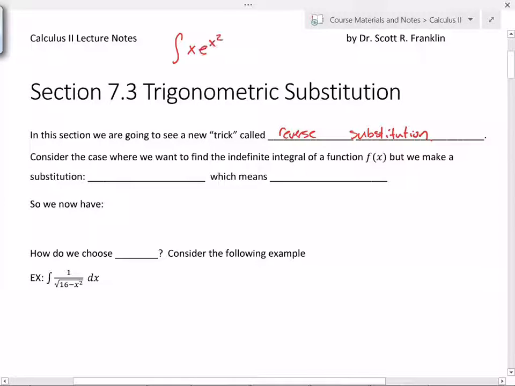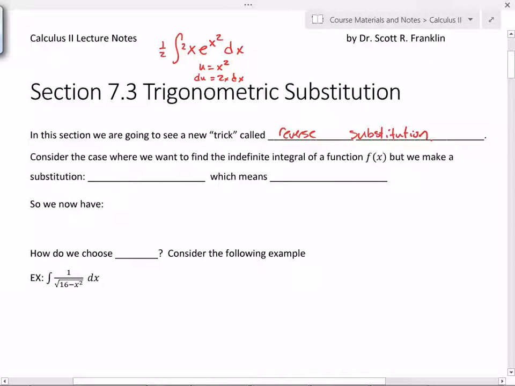x e to the x squared dx. You don't have to write this down. This is just kind of scribbling at the top of the page. And we use a substitution like u is equal to x squared, and we do du is 2x dx. So we put the 2 in, and we pull the 1/2 out. Okay? That's normal substitution. So what are we doing?